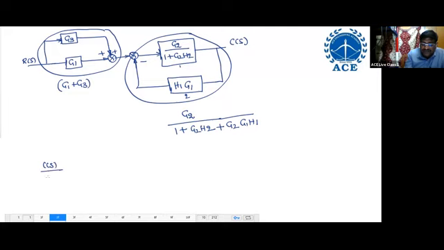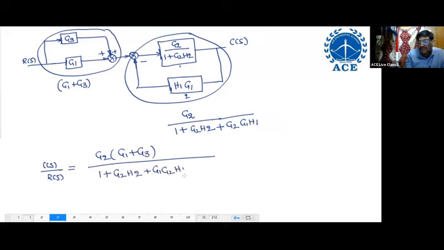So C(s) by R(s) equals, what will I get? G2 into (G1 plus G3) divided by 1 plus G2 H2 plus G1 G2 H1. Like this, you have to get the answer. Okay?